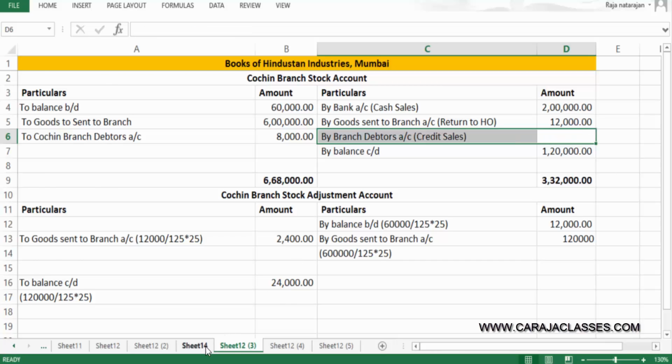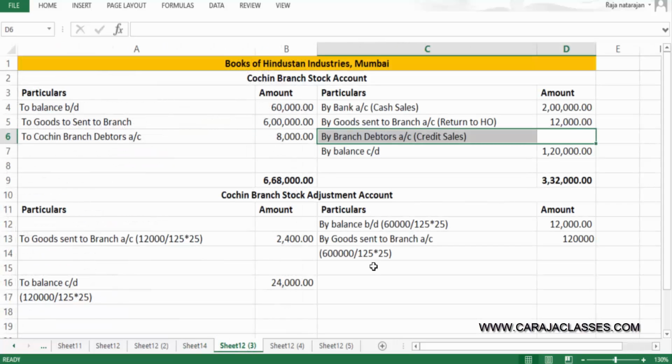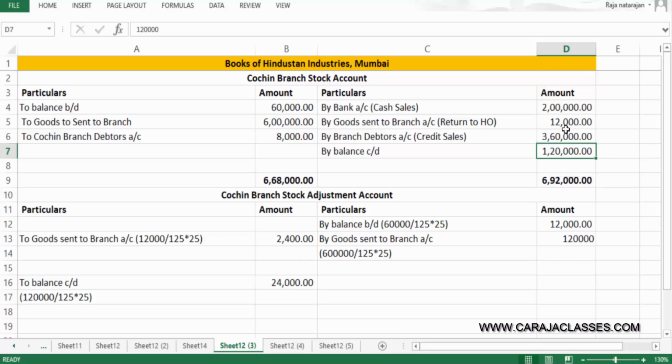So we'll say by branch debtors account, within bracket we'll give credit sales. Now, what is the credit sales amount? Let's cross check. It is 360,000. We'll capture that here. So this is the correct picture, because we should not route the cash collected from the debtors, because that does not have influence on the branch stock. The branch stock value will increase or decrease because of the sale or because of returns. Let us not confuse it with cash as I did.